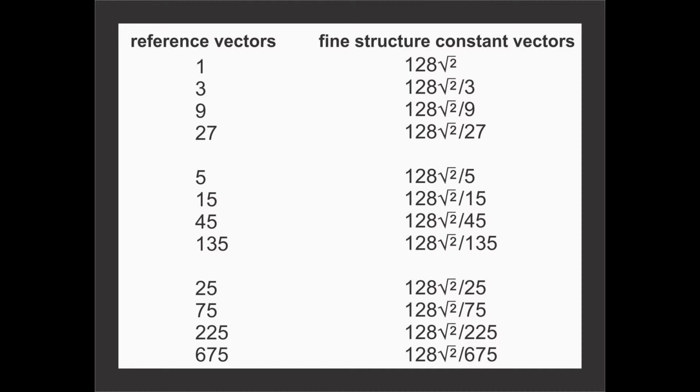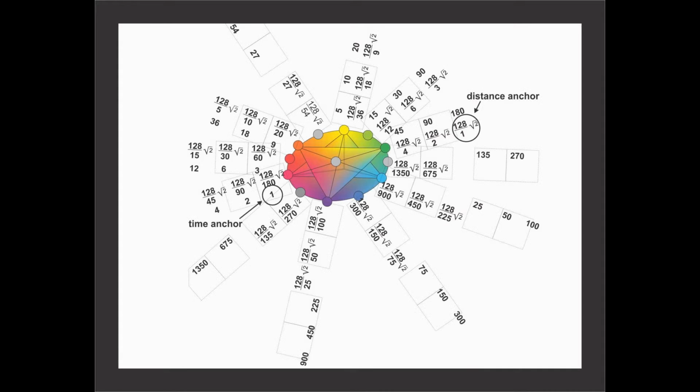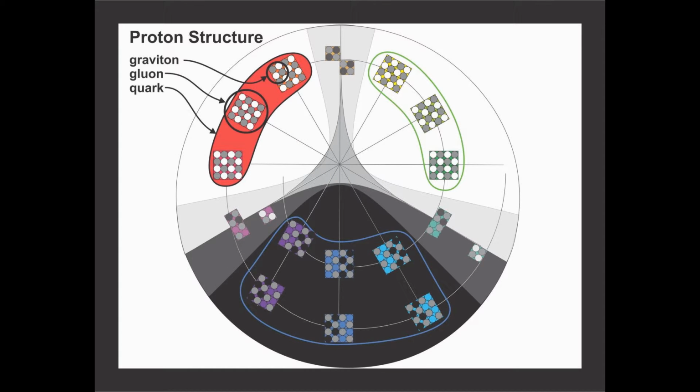The numbers generated from the reference 1 will also be generated from the 128th square root of 2, with one exception. The numbers generated from the 128th square root of 2 are generated as fractions. Each number represents a graviton position. When the two series are united, they form the gluons and quarks of the proton.